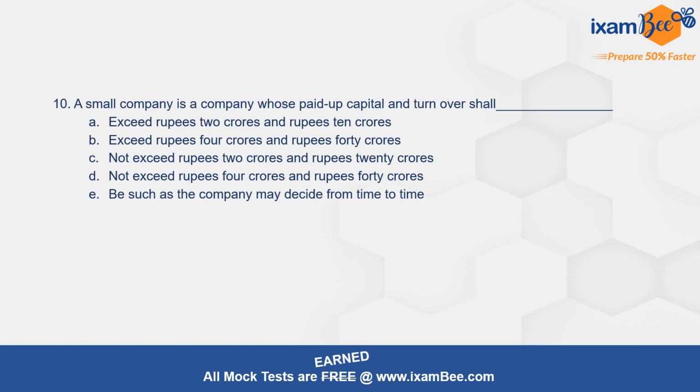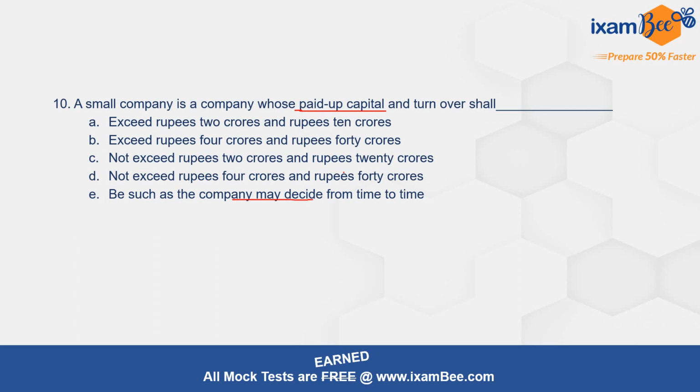And the last question for today's discussion is, a small company is a company whose paid up capital and turnover shall. So basically जो definition of small company है, there has been a change with respect to that definition. So you can see the options are exceed rupees 2 crores and rupees 10 crores, exceed rupees 4 crores and rupees 40 crores, not exceed rupees 2 crores and rupees 20 crores, not exceed rupees 4 crores and rupees 40 crores, be such as the company may decide from time to time.